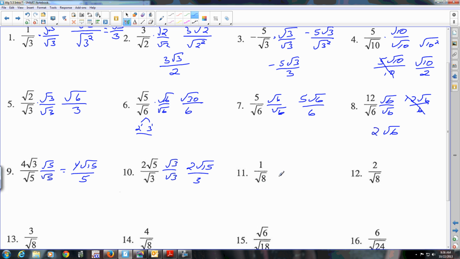If I prime factor 8, 2 and 4, 2 and 2, so I get 1 over the square root of 2 cubed. Right now, don't bring anything out. It's not worth your time. I'm going to just do it all at once. If I had a square root of 2 to the 4th power, everything would come out. So how many 2's do I need? Well, I'm missing a single 2.